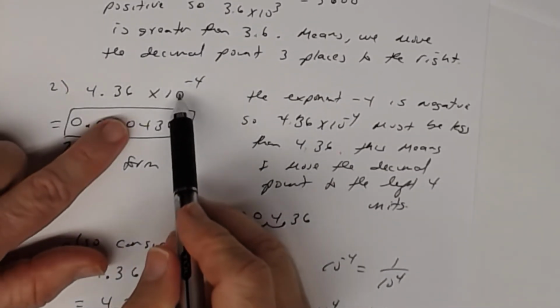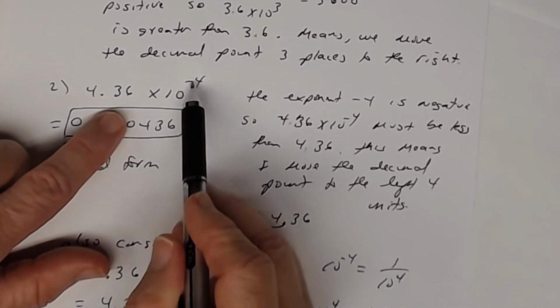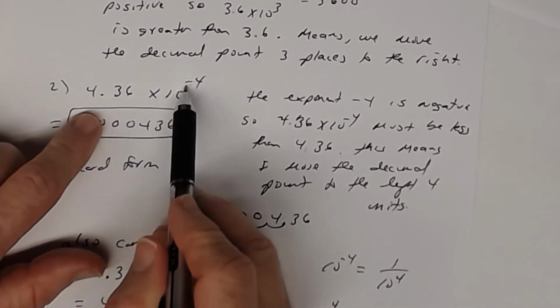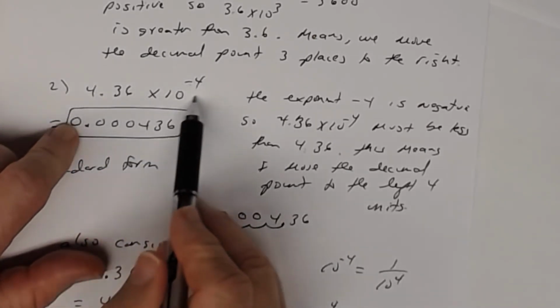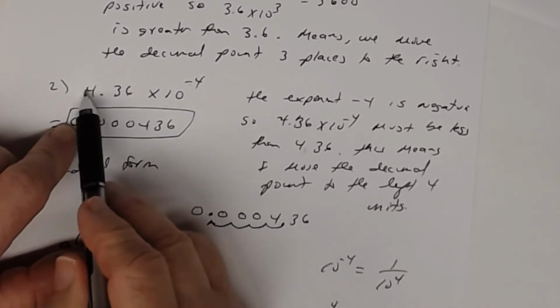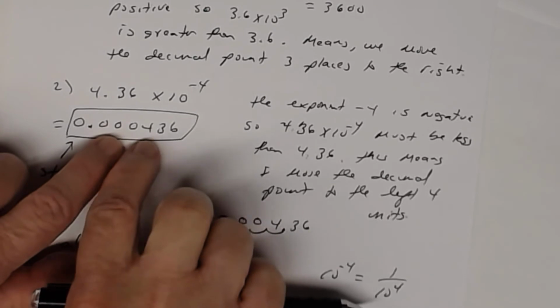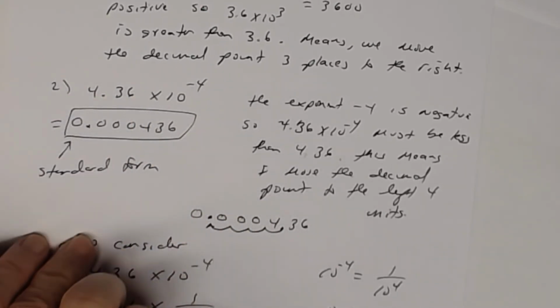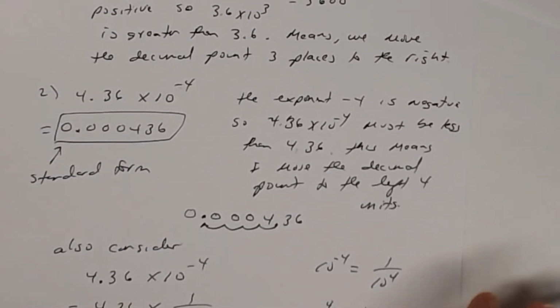Here, since I'm multiplying by a negative power of 10, since the exponent's negative, then this number that's written in scientific notation has to be less than this coefficient. And notice this number here is less than 4.36. Let's look at number 3.